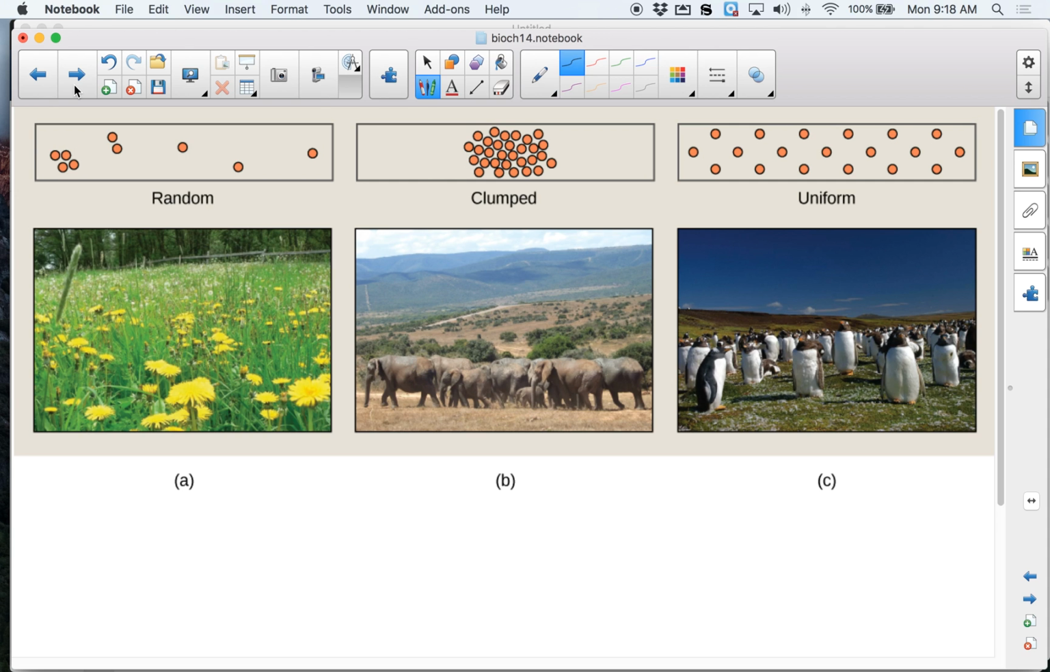And so we see the dandelions out here. There's some that grow in little clumps. There's others that are far spread. There's really no uniformity to it at all.